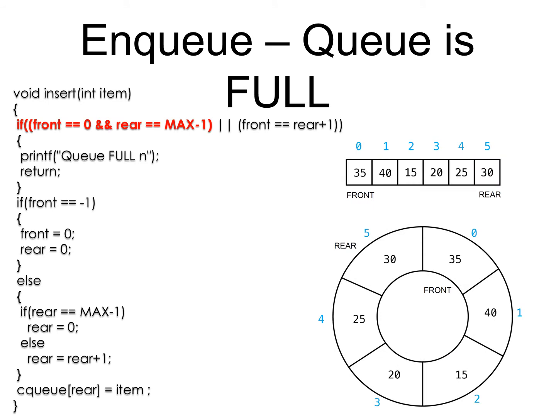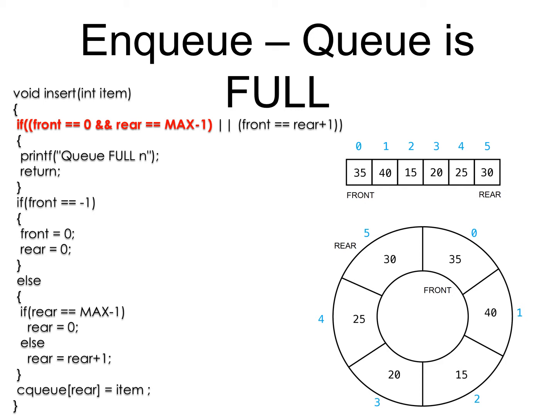Now in a circular queue, insertion fails when my queue is full. So let us have a simple example. I have an empty queue. I have inserted 6 elements: 35, 40, 15, 20, 25, 30. That means front will be at the first node, which is 35. The last node is 30 because it is inserted last. So you can see front and rear. When I try to insert again, what happens? The queue is full, there is no empty space.